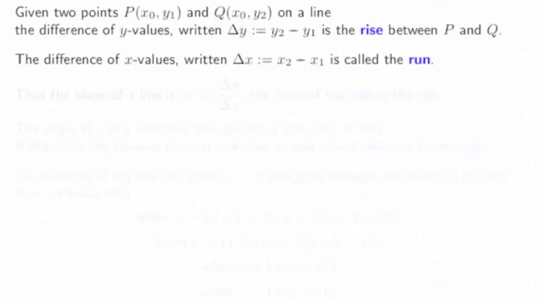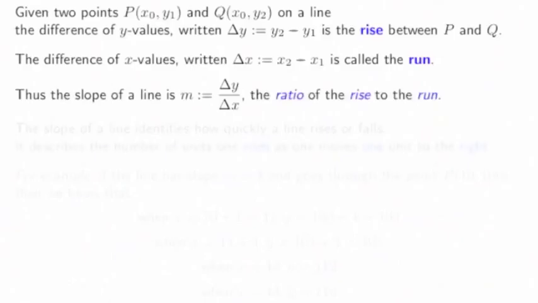Given 2 points, P and Q, on a line, the difference of the y values, written delta y, defined to be y2 minus y1, is the rise between the points P and Q. And the difference of x values, written delta x, defined to be equal to x2 minus x1, is called the run. Thus the slope of a line is delta y divided by delta x. It's the ratio of the rise to the run.